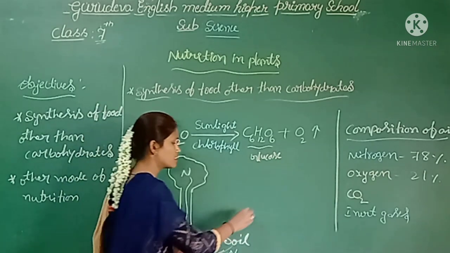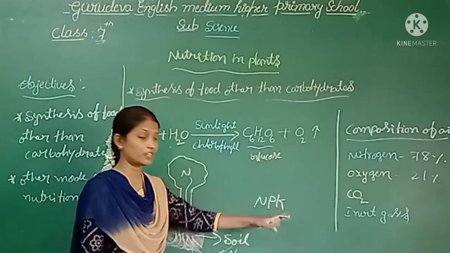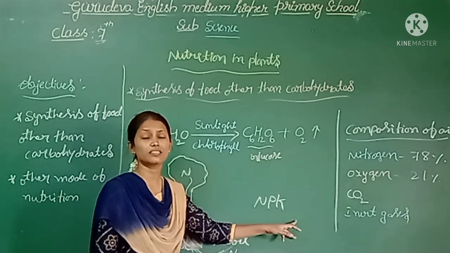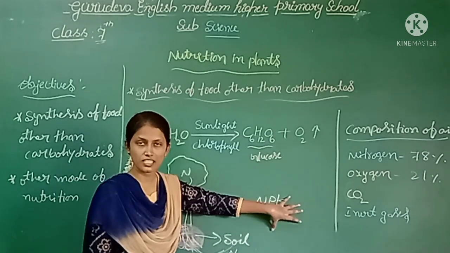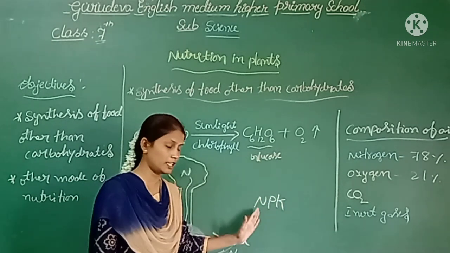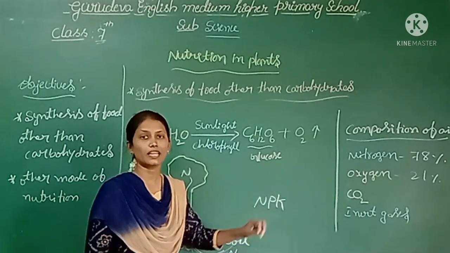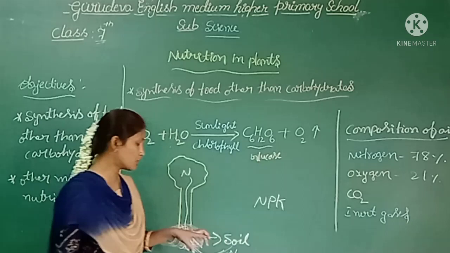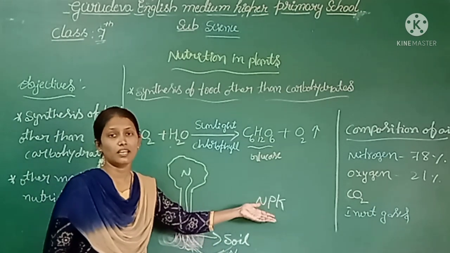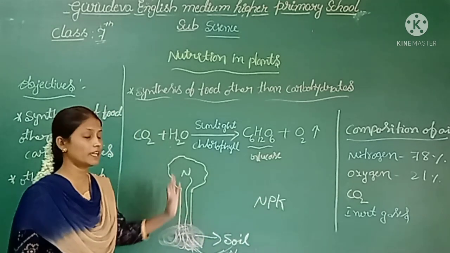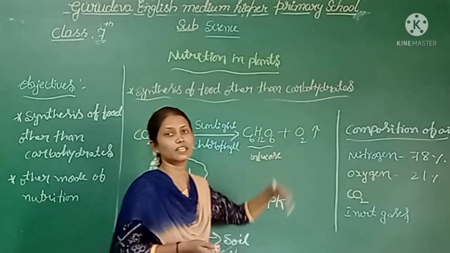For example, NPK. Dear children, you might have heard that it is a fertilizer name. NPK is nothing but nitrogen, phosphorus and potassium. That fertilizer is made up of the elements nitrogen, phosphorus and potassium. So when they apply it to the soil, immediately the roots absorb water and minerals along with these elements, and immediately it is supplied to the plant. In this manner, food is prepared other than carbohydrate.